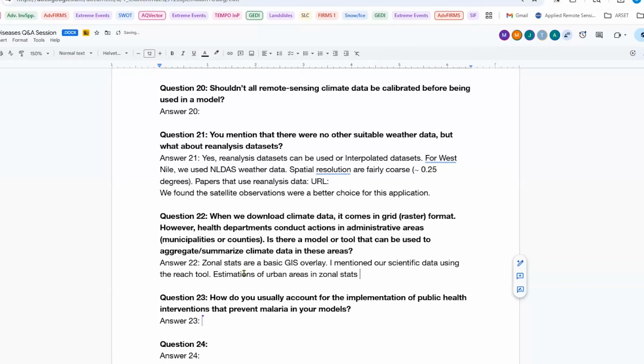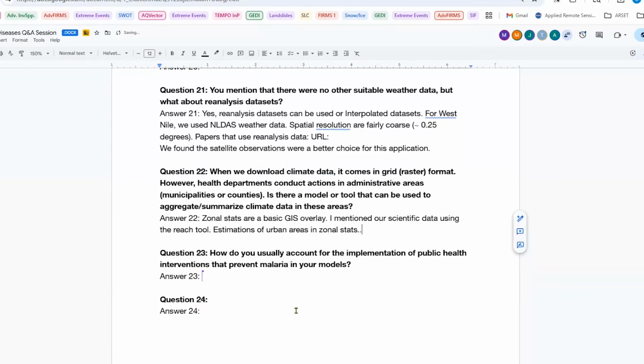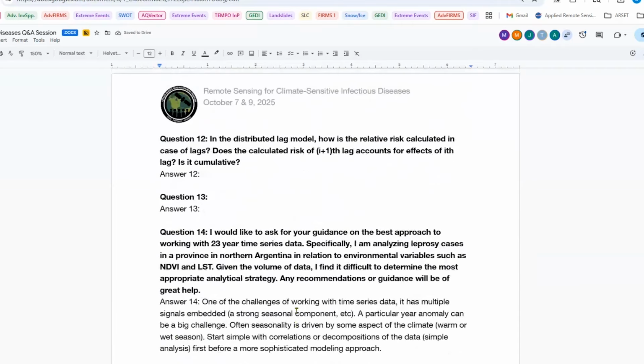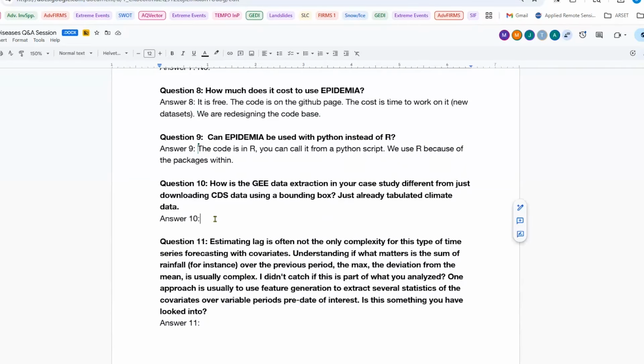Okay. Another related question to that is question number 10. How is GEE data extraction in your case study different from just downloading CDS data using a bounding box? I'm not quite sure. Asaf, do you know what CDS refers to in this context? I don't know what it is. I would think maybe it's data at some kind of administrative level, or if somebody who asked that question is online, can you tell us what CDS is?